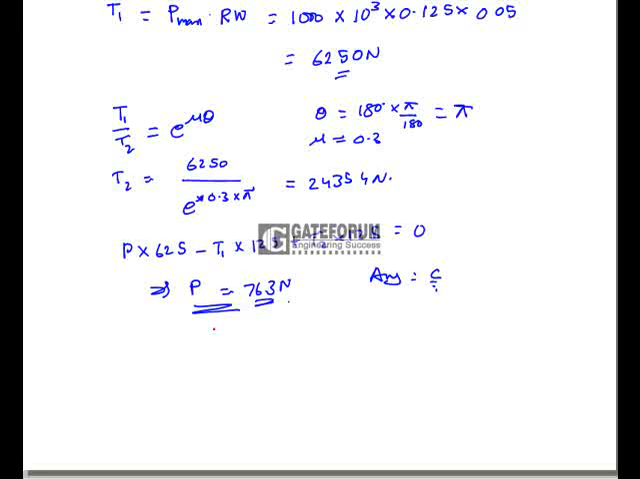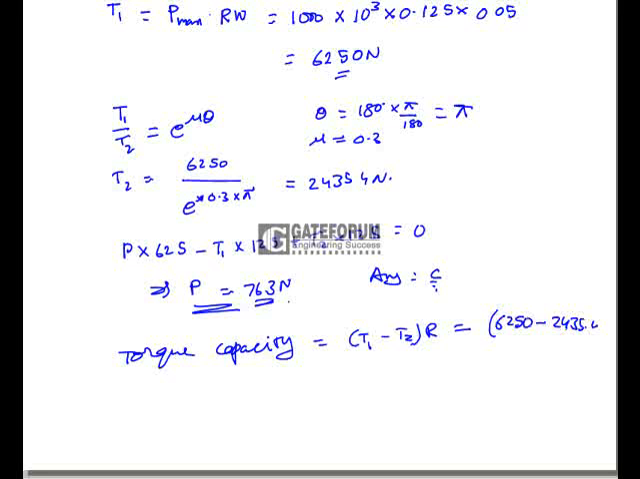Now we have to find out the torque capacity of the brake. Torque capacity of the brake is equal to T1 minus T2 into R, which is equal to 6250 minus 2435.4, into R, that is 125 mm or 0.125 meters. This gives a value of 477 Newton meter, and in the options the right option is B. B is the right answer for the second question.